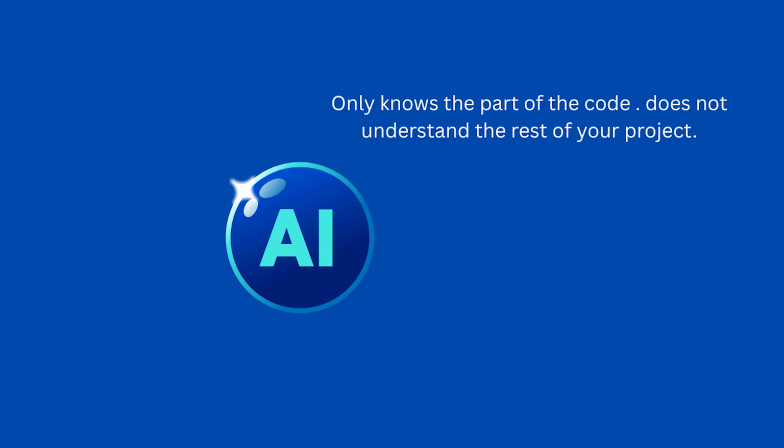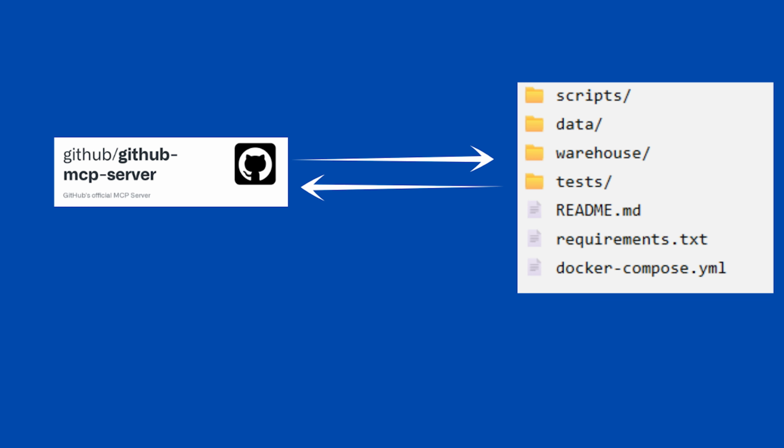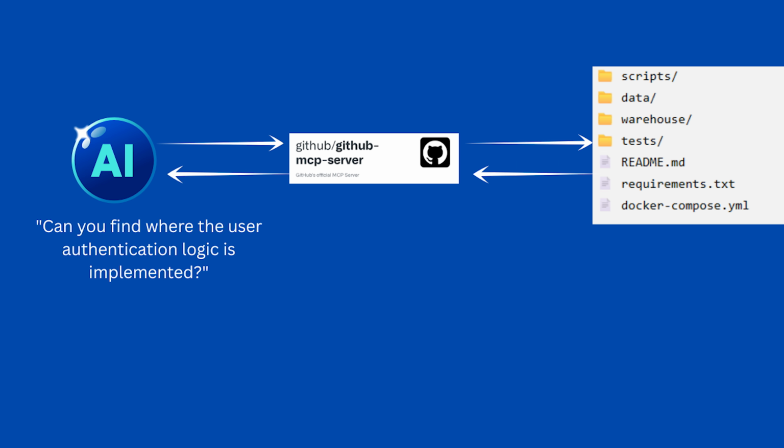This workflow is slow, repetitive, and often incomplete because the AI only sees the code that you provide. It does not understand the rest of your project. With GitHub MCP connected, your AI assistant can securely access your GitHub repository. Instead of manually sharing files, you can ask questions like, can you find where the user authentication logic is implemented? It can search your repository, locate the relevant files, and explain how the authentication flow works.